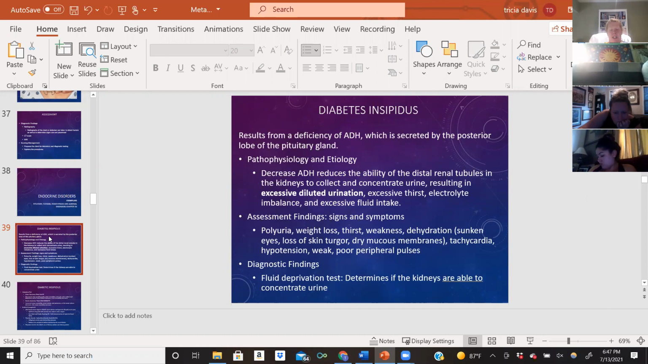So these patients are going to have polyuria, which is them going to the bathroom frequently. They're going to have weight loss, extremely thirsty. They also can be weak because they're going to have those electrolyte imbalances. So they can be dehydrated. So with our dehydrated patients, we're going to be looking for those sunken eyes, might even be a little bit black underneath or brown. We're going to be assessing that skin turgor, looking for that tinting. Their mucous membranes, so their gums, their tongue, their cheeks, inside their nose, dry mucous membranes.